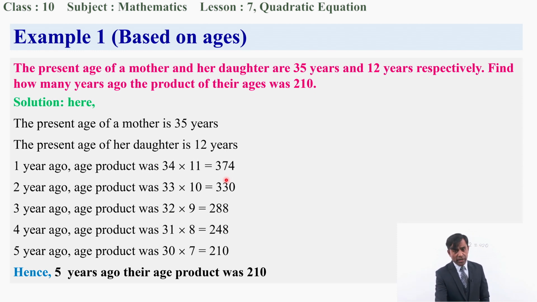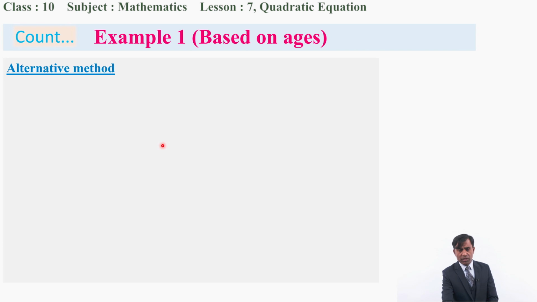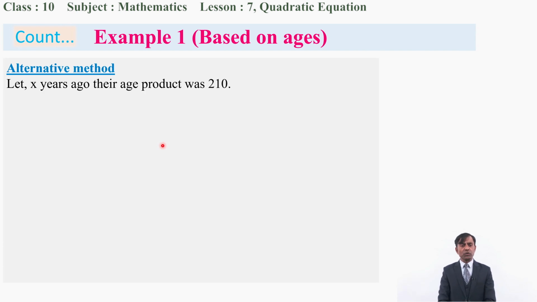Again, let's see the next method. We can solve it by another method. We are supposing X years ago their age product was 210. Then what is the present age of the mother? It's 35 years. And the present age of our daughter is 12.